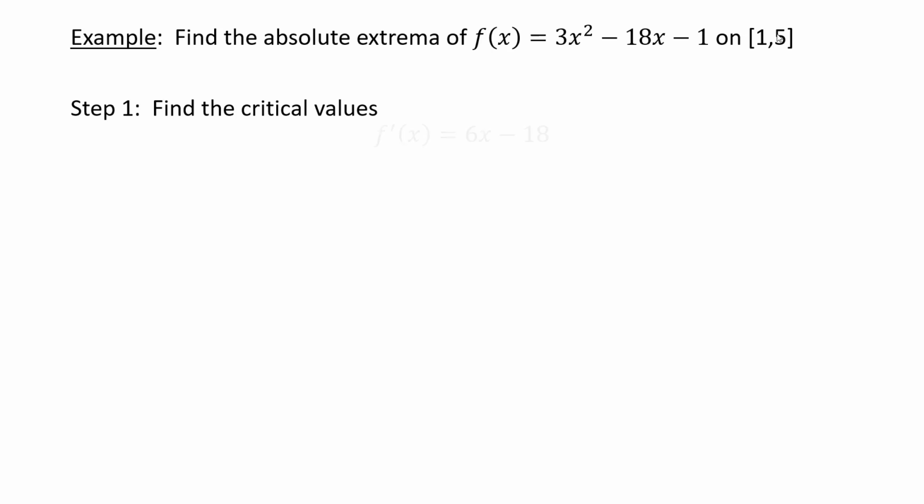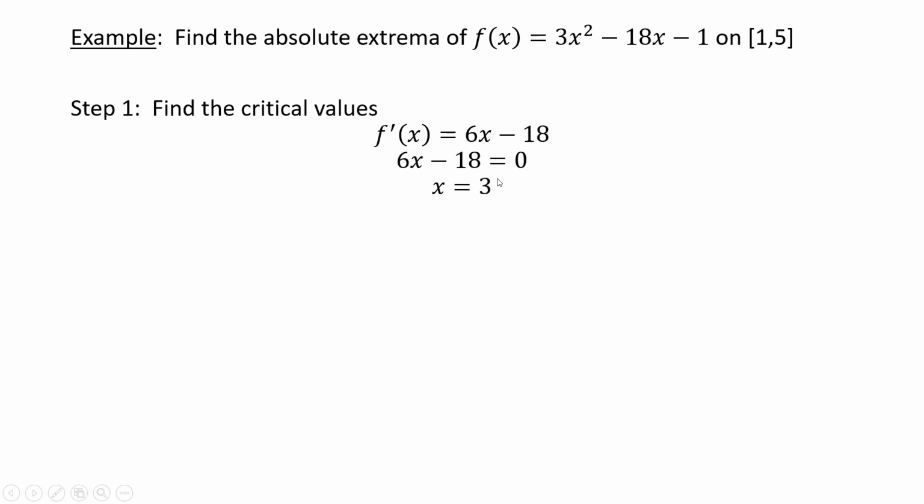So we'll find the derivative first, 6x minus 18. Set that equal to 0, and we get 3. Now, I only care about the biggest point and the smallest point between 1 and 5. So you need to make sure, does your critical value fit in the interval we're looking at? And in this case, it does. So now I know that my biggest point is either going to happen at 1, 5, or 3. And my smallest point is either going to happen at 1, 5, or 3.